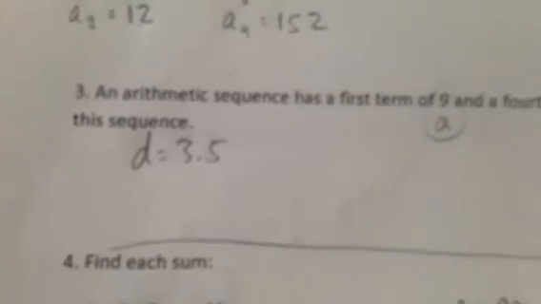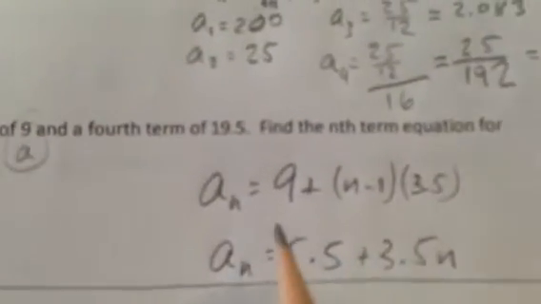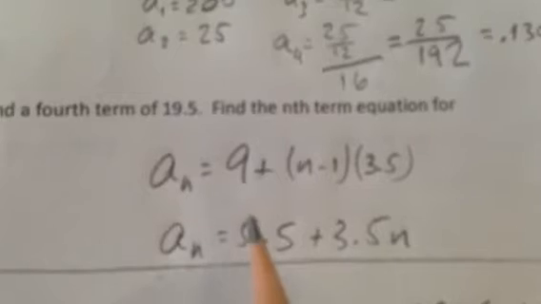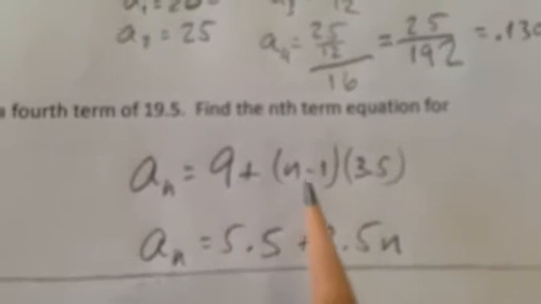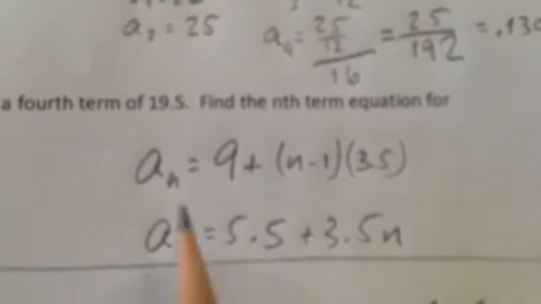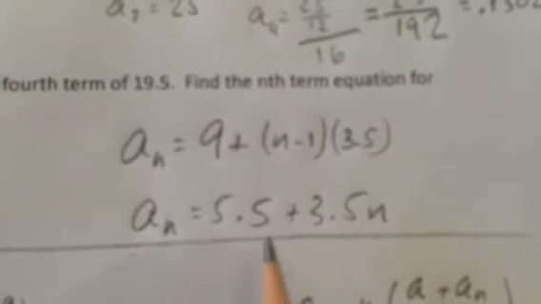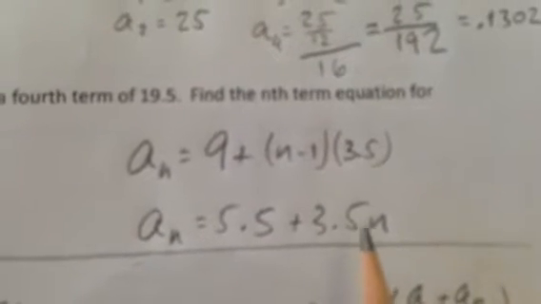If you solve this little equation, you get 3.5 equals D. So that means if D is 3.5, then our equation is 9 plus n minus 1 times 3.5. So there's our equation, or in the simplified version there, 5.5 plus 3.5 times n.